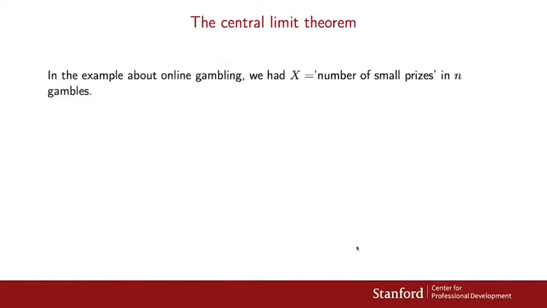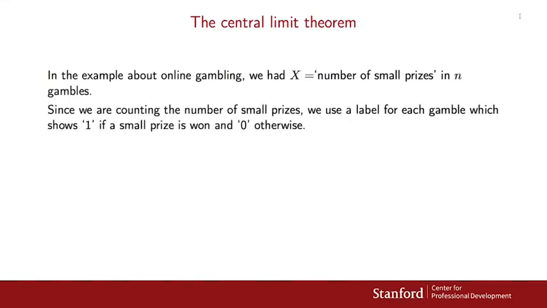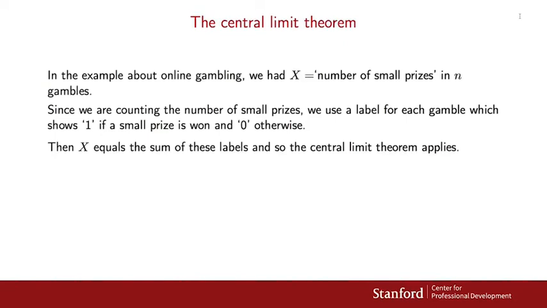Let's go back to our example about online gambling. We did n gambles and looked at the number of small prizes, which we called x. Remember, when counting things, we use labels which have zeros and 1s on them. In that case, every time a small prize comes up, we give it a label 1, and 0 goes to everything else. That means that the number of small prizes simply equals the sum of these labels. And since we are now looking at the sum, we can use the central limit theorem.